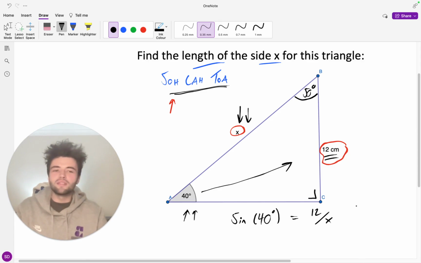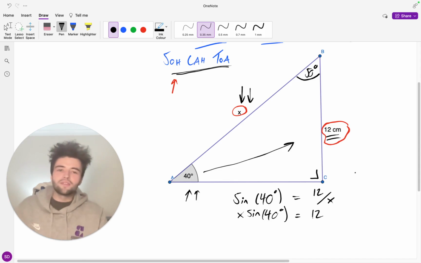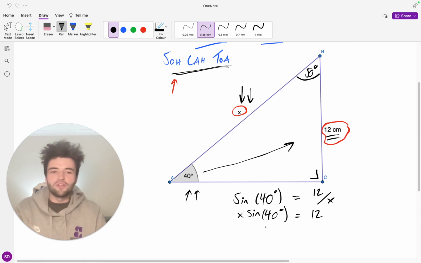What I always like to do before actually using the calculator is just rearrange it. We can see we've got x in the bottom of a fraction. You never really want x or y or anything in the bottom of a fraction if you can help it. So first of all, we multiply across by x. That gives us x times sine 40 is equal to 12. Then we simply divide across by sine 40. So we end up with x is equal to 12 divided by sine 40.